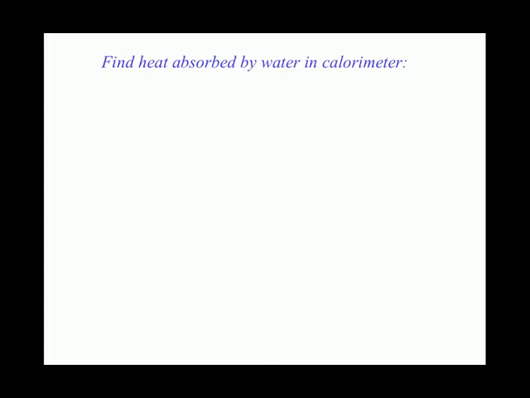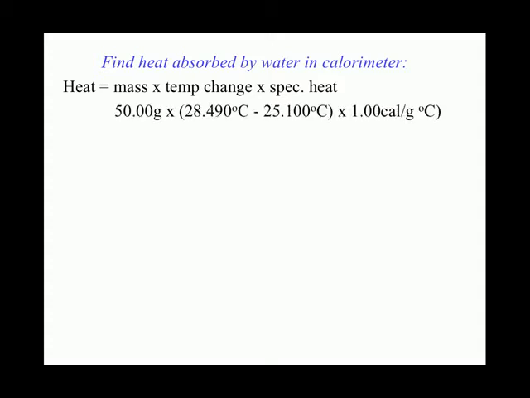All right, to find the heat absorbed by the water in the calorimeter, I have my formula. Heat equals mass times temperature change times specific heat. I plug in my data. Notice the mass of the water now. Everything is water. Mass of water, temperature change of water, specific heat of water. Now here I'm doing it in calories per gram per degree. I get 169.5 calories. Now remember, that's also the heat that was lost by the metal.